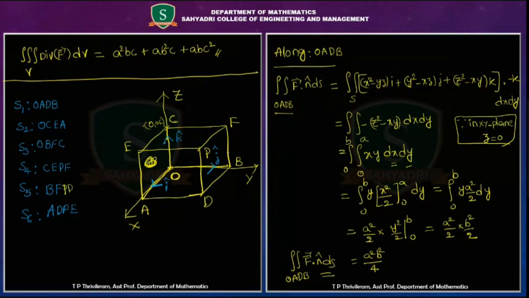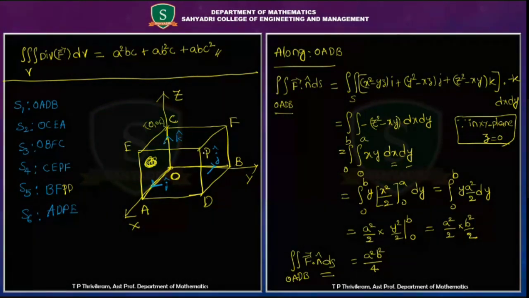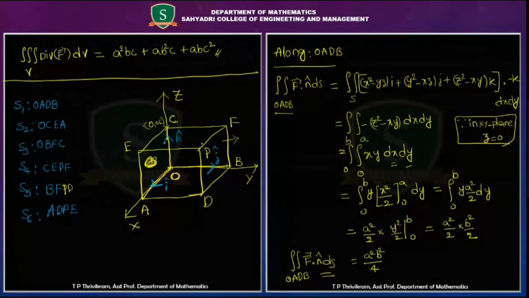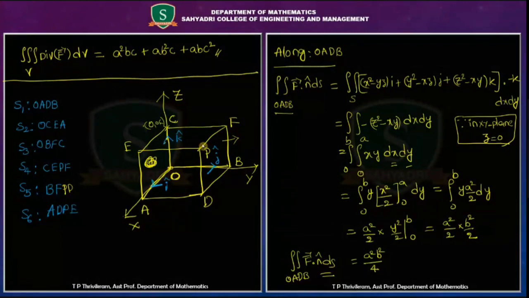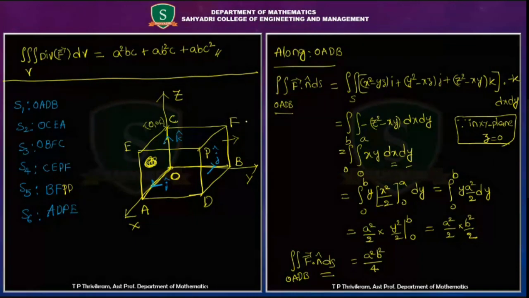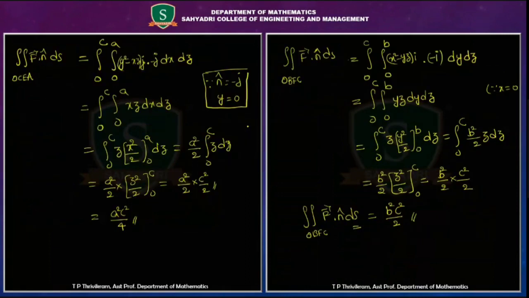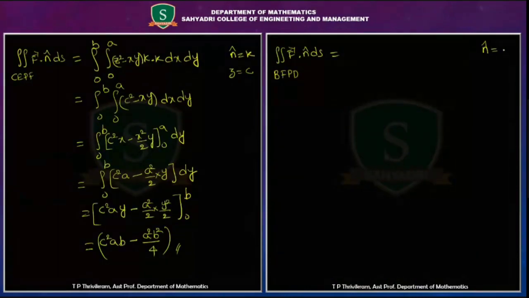So what is BFPD? Check once. BFPD, so that means this side of the box. So what is the axis of that? What is the plane of that BFPD? XZ plane. So in the XZ plane, the unit vector is towards that surface, right? This unit vector is towards that surface, so you have to take a plus j there. So n cap is equal to plus j, and this will be 0.